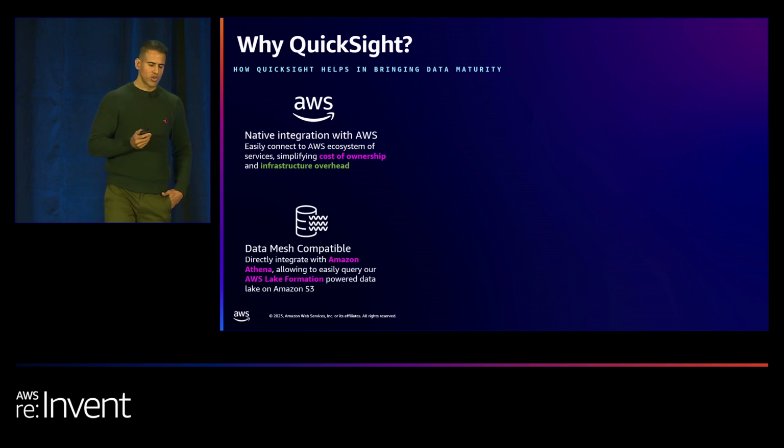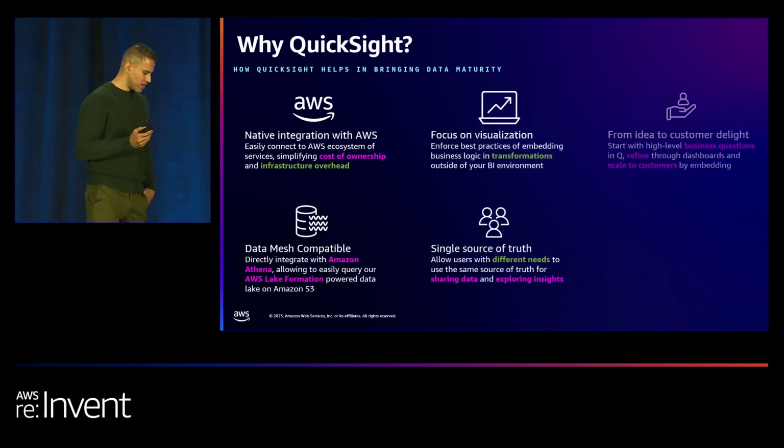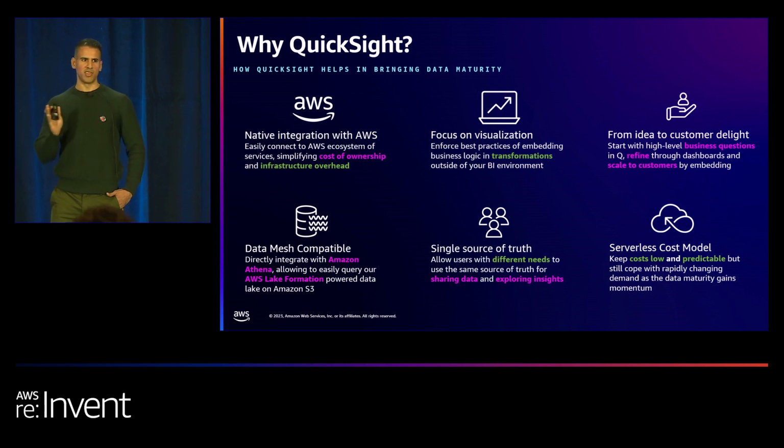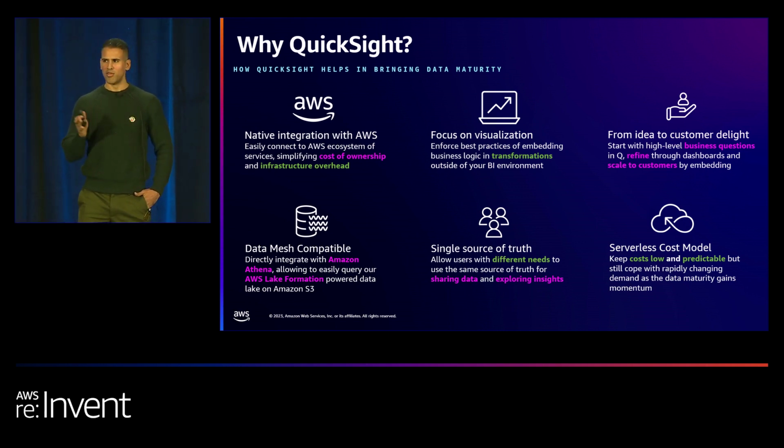So why did we choose QuickSight? We started this journey about a year ago, and when we started our first application, we started building dynamic charts. We were using D3, the React charting libraries, and very soon we realized that that was a mistake. We needed to go to an enterprise-grade BI solution.